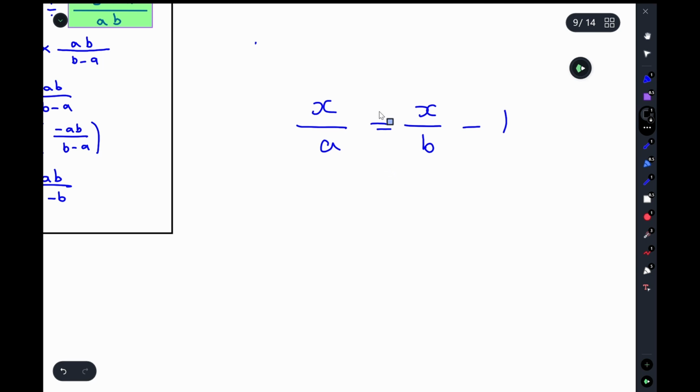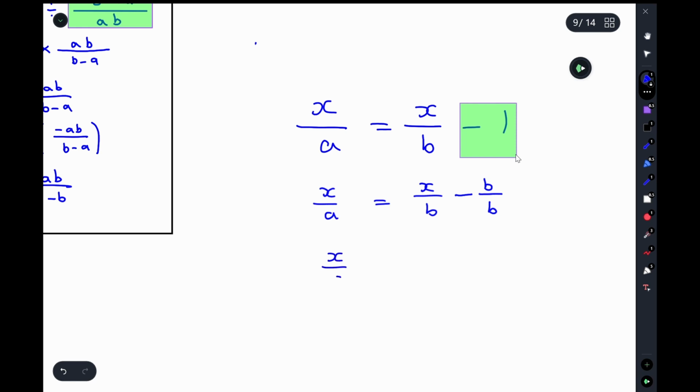The first thing I want to do is emphasize this negative 1. That negative 1 could be any fraction. So I'm going to replace the negative 1 with a fraction. I'm going to say x divided by a, that remains unchanged, is equal to x divided by b. And instead of negative 1, I'm going to subtract b divided by b, which is equivalent to 1. Why am I doing that? I can now simplify this entire thing to give me x minus b divided by b, same denominator.